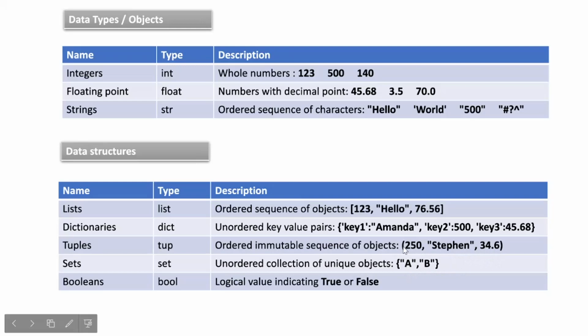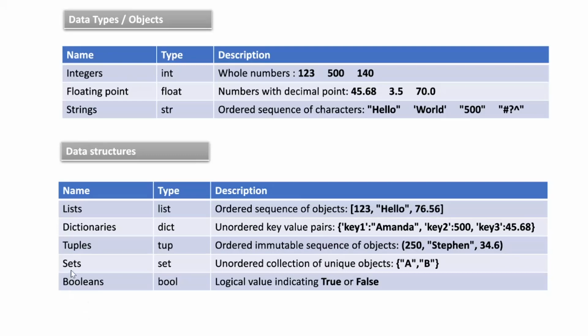Tuples look a bit like lists. The two major differences between tuple and list are, first, tuples are enclosed in parentheses, whereas lists are enclosed in square brackets. And the second major difference is tuples are an immutable sequence of objects. That is, these values 250, Stephen, and 34.6 cannot be changed throughout the program, whereas the values within a list, that is 123, hello and 76.56, can be changed throughout the program. We will see much more detail when we start coding.